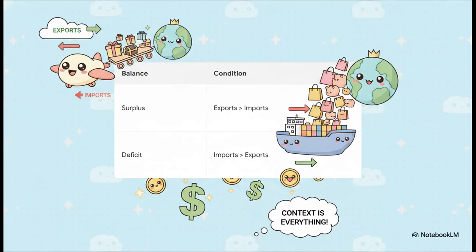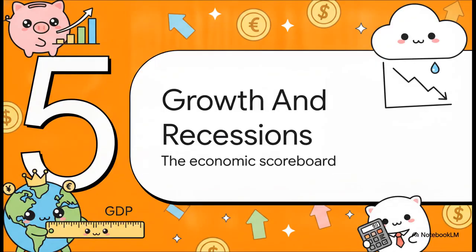When we look at the flow of goods between these countries, a huge metric is the trade balance. That's just the difference between a country's exports and its imports. A trade surplus means a country is selling more than it buys, while a trade deficit means it's buying more than it sells. But hey, context is everything here. A deficit isn't automatically a bad thing, and a surplus isn't automatically a good thing. For example, the United States often runs a trade deficit, but it also attracts massive foreign investment. It's really about why the deficit exists in the first place and how the country is utilizing those imported resources to grow. And that brings us to our final stop, Section 5, measuring growth and recessions.